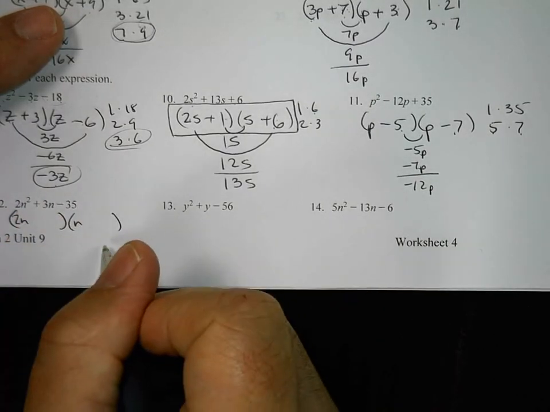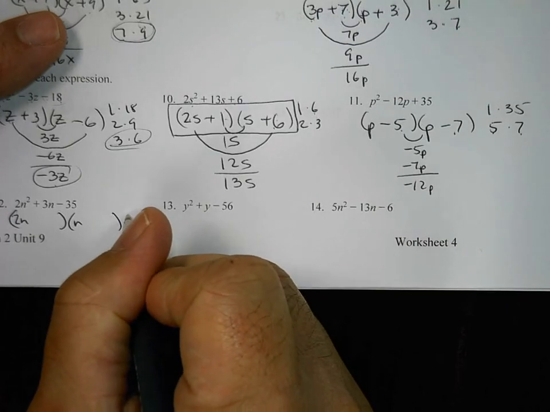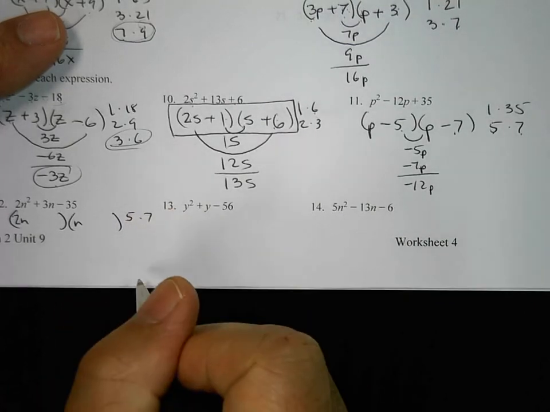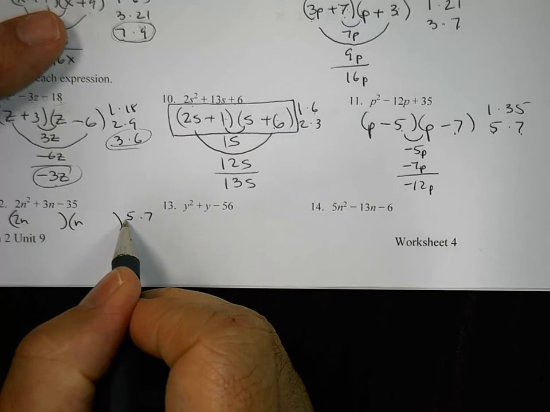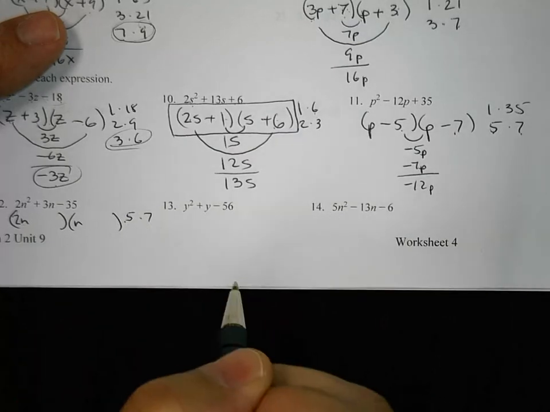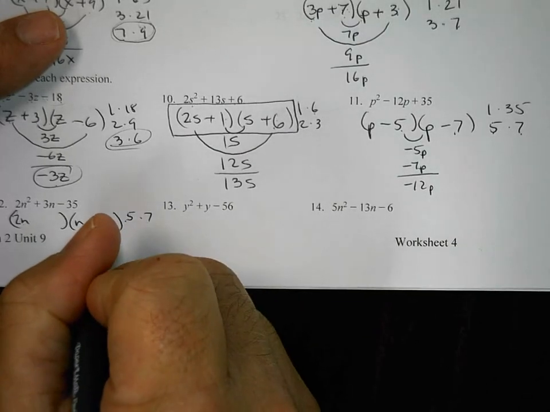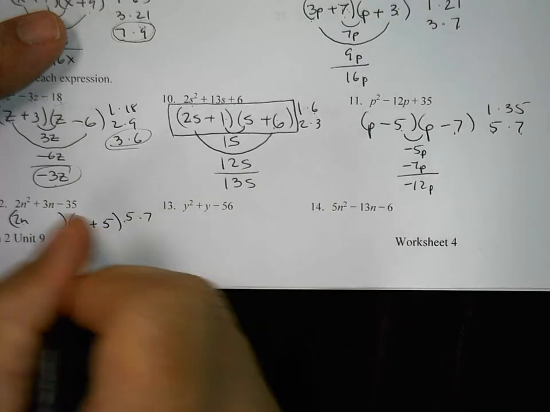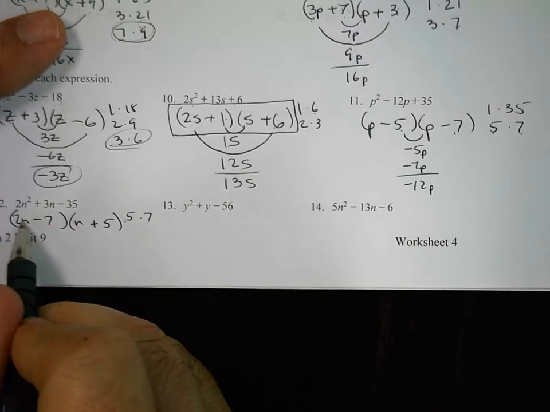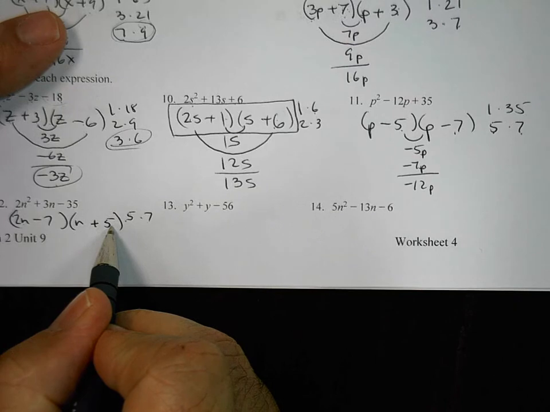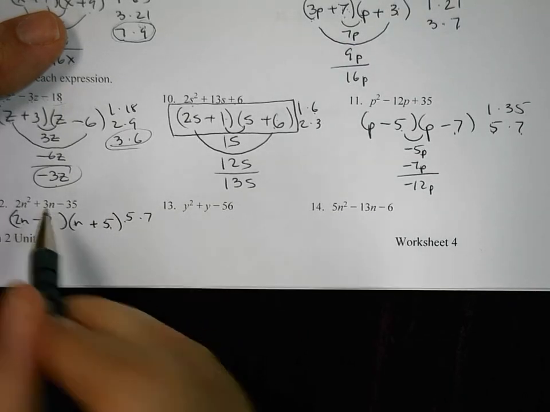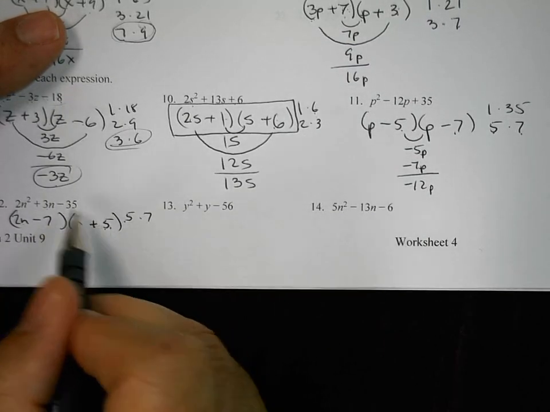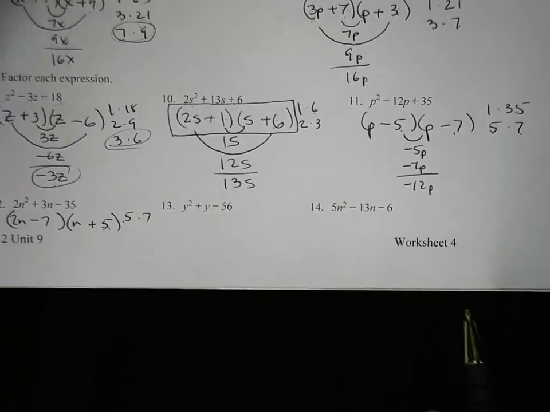2n and n. And we have 35, which is 5 times 7, right? Well, 5 times 2 is 10, and 1 times 7 is 7. So let's go plus 5 minus 7. 2n times 5 is 10n, and 10n minus 7n is 3n. Negative 7 times 5 is negative 35.